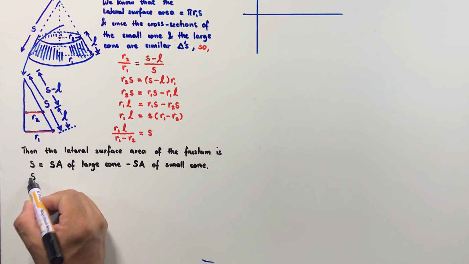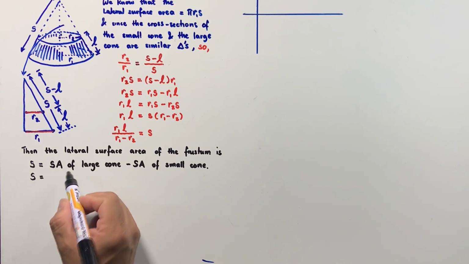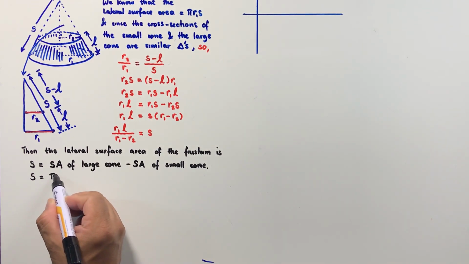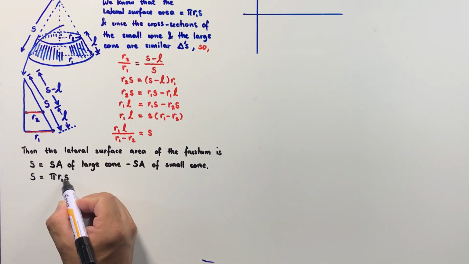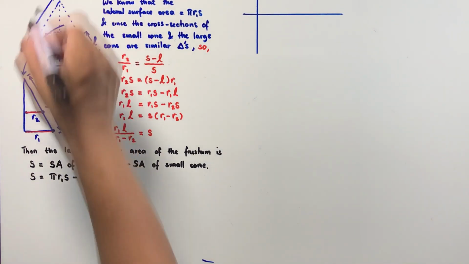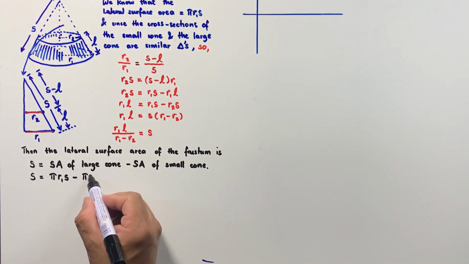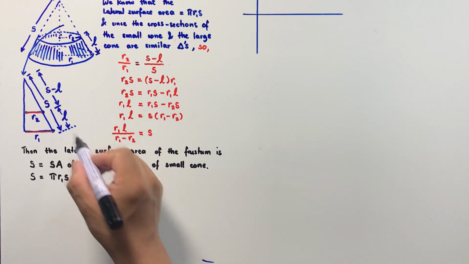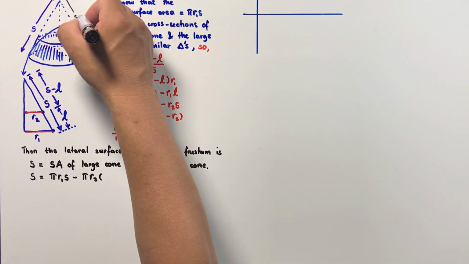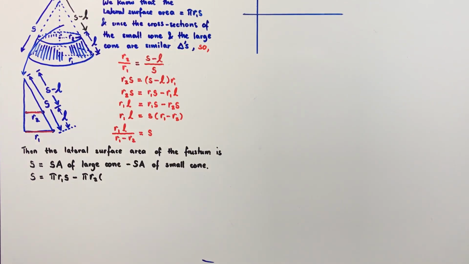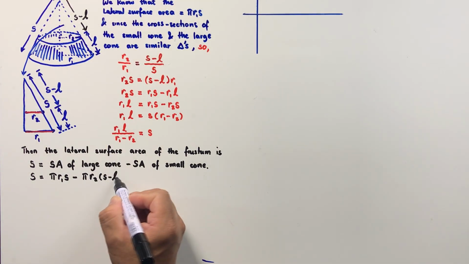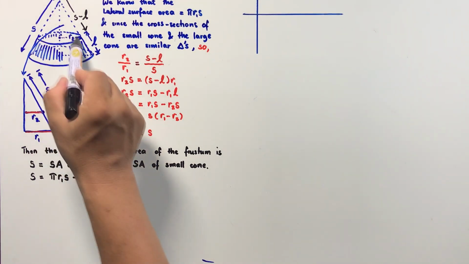And we know that the formula for the surface area of the large cone is pi r sub 1 s. So we will write here pi r sub 1 s, and this will be subtracted by the surface area of the smaller cone. So this is pi r sub 2 times the length of the side, which is this one. The length from this point up to this one is s minus L. So instead of writing s, we will write s minus L, because this is the slant height of the smaller cone.